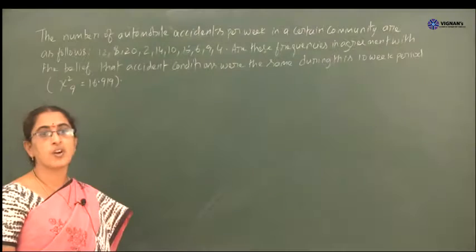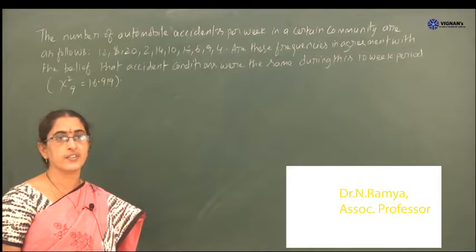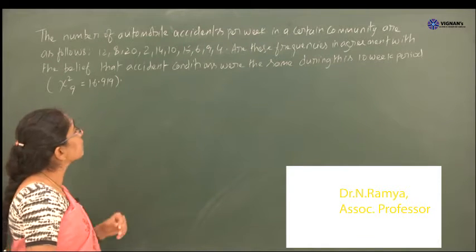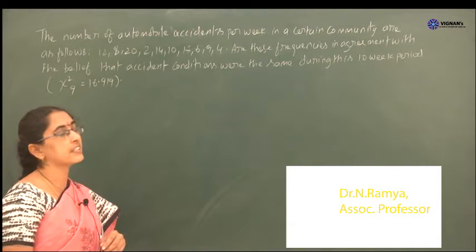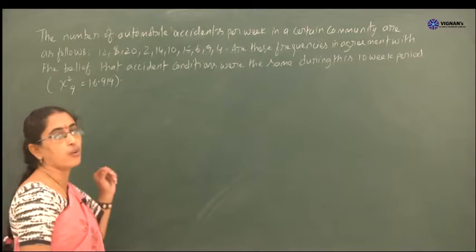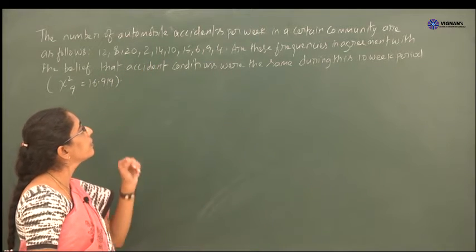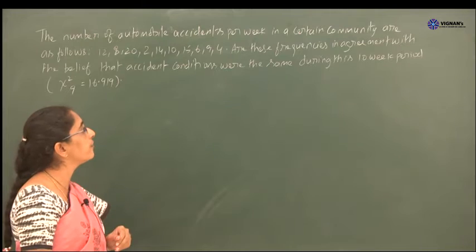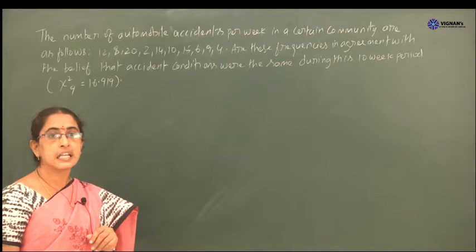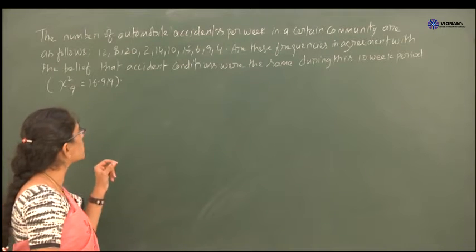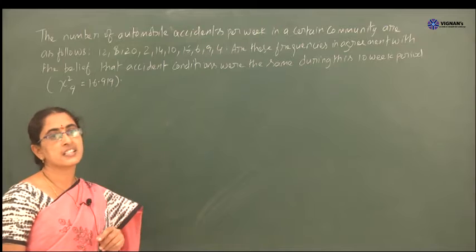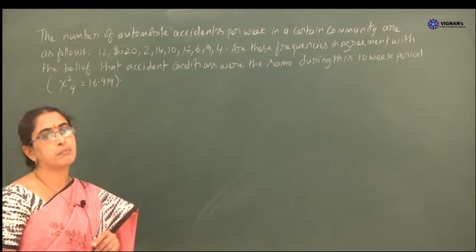Let us see the problems on chi-square test with equal frequencies. The number of automobile accidents per week in a certain community are as follows: 12, 8, 20, 2, 14, 10, 15, 6, 9 and 4. Are these frequencies in agreement with the belief that accident conditions were the same during this 10-week period?